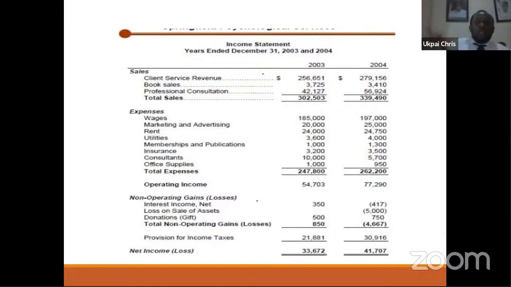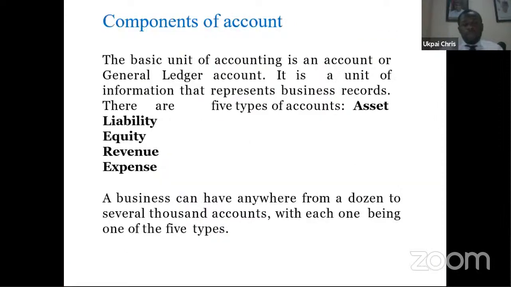So wages is an example of expenses you incur in your business. Rent is an example of expenses you incur in your business. Insurance, consultation, office supplies, membership. There are some organizations you are a member of, let's say Cassava Production Association. The money you pay as a member there is part of the expenses you incur in your business. So you take all these things into record.